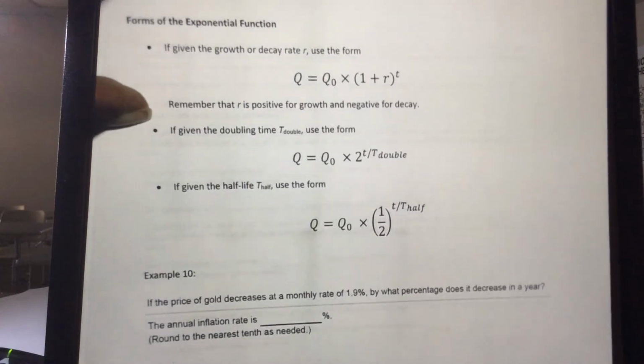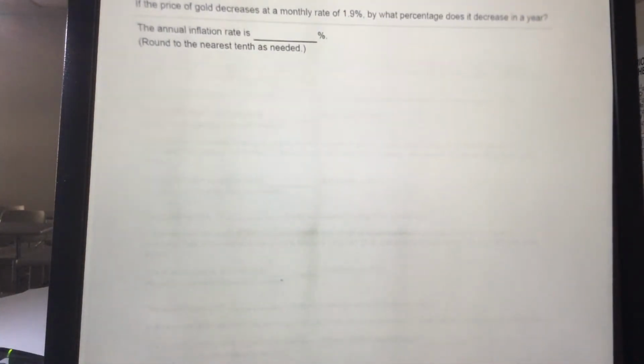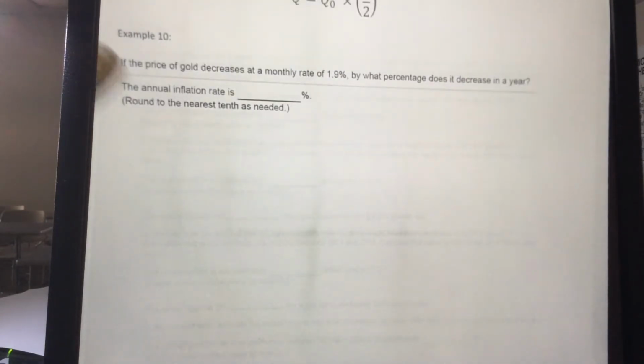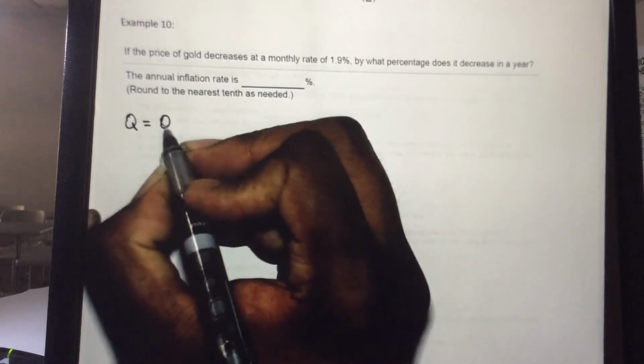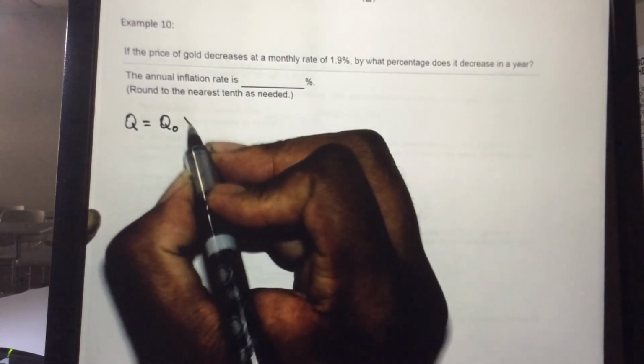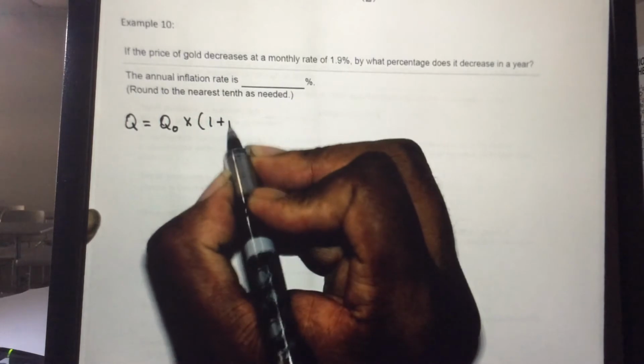Okay, let's look at example 10. If the price of gold increases at a monthly rate of 1.9%, by what percentage does it decrease in a year? Okay, so let's start off by using that Q equal to Q sub 0 times the quantity 1 plus R raised to the T.